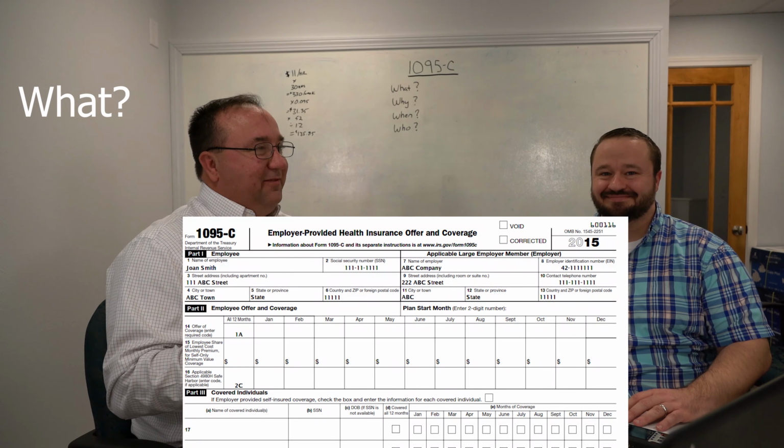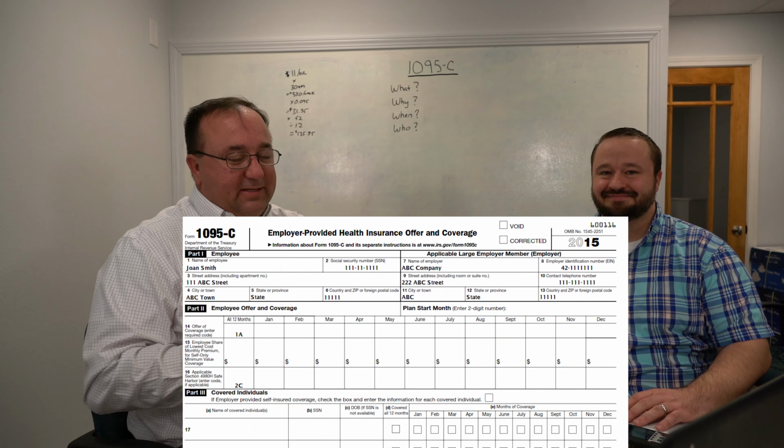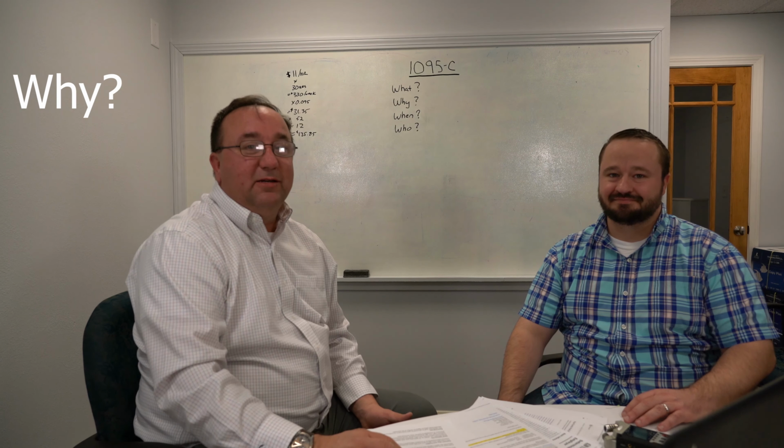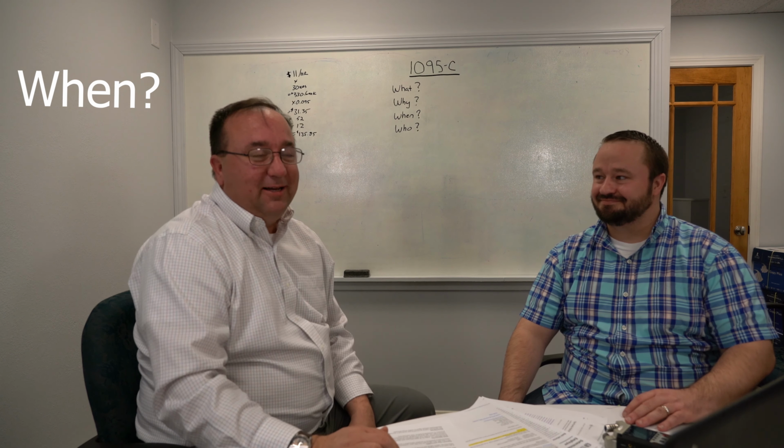Okay, so what is 1095C reporting? This is a 1095C. This is a report that must be sent to every employee of an applicable large employer every year, and this year the deadline is on March 4th, 2019. Why do we have to send out a 1095C? Because the Affordable Care Act requires us to do so. When do we have to do it? It has to be filed or sent to each employee by March 2nd.